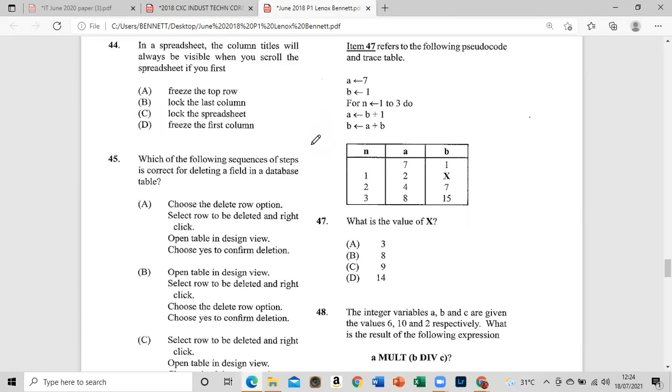In a spreadsheet, the column titles will always be visible when you scroll the spreadsheet if you first: A, freeze the top row, B, lock the last column, C, lock the spreadsheet, or D, freeze the first column? Go ahead and type in that one, 44. And definitely we would freeze the top row. Remember, guys, just put A or B. You don't have to type it out. All right. Let's proceed to 45.